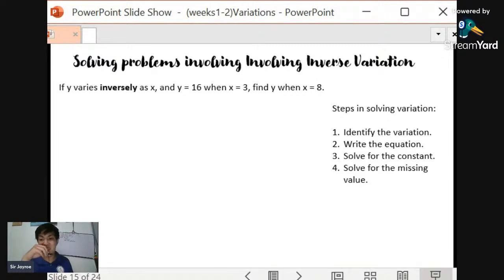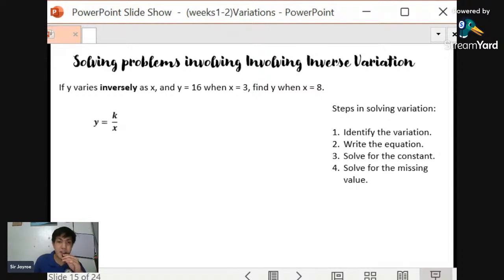3 find. Ano na, tawag dito, shinortcut na. But I understand that already. So end sa 3, start sa find. Okay, good. So of course, we're going to write first the equation. Very simple. Y varies inversely as x. So y is equal to k over x.